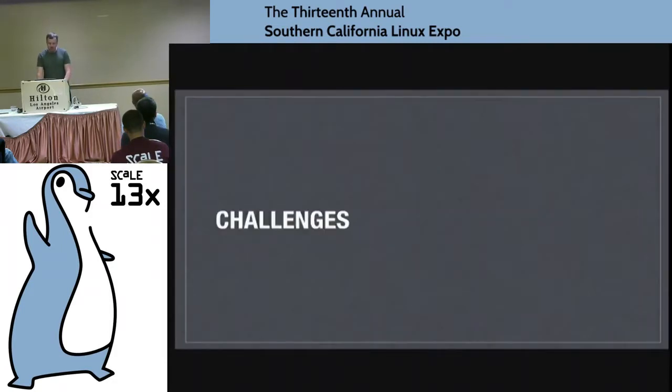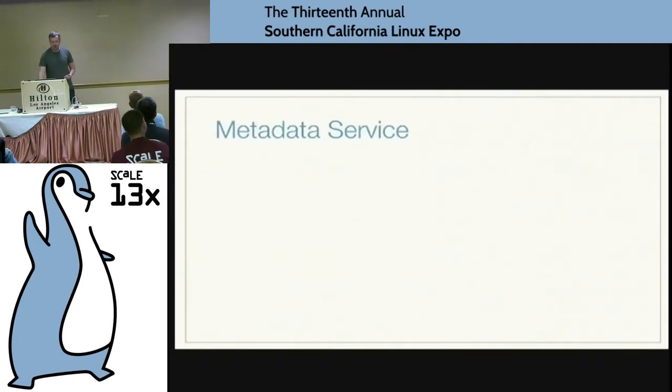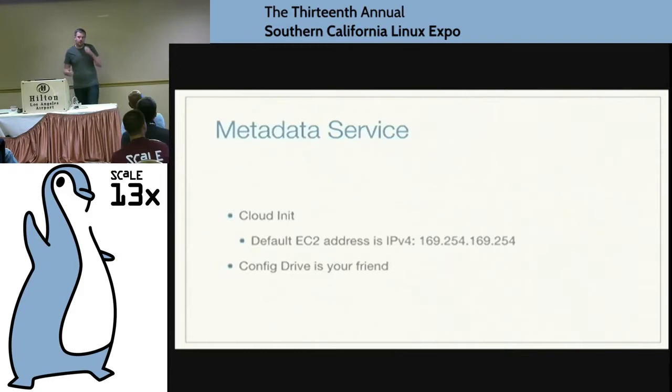So we have some challenges still. Kilo's getting us there. We're not all the way there. And some of these challenges are kind of external to us that we have to figure out. One of them is the metadata service. Typically if you're using a Cloud Init based image, it's going to use IPv4 and the EC2 well-known address of 169.254.169.254 to request any user keys it needs to preload, any kind of metadata services at boot.